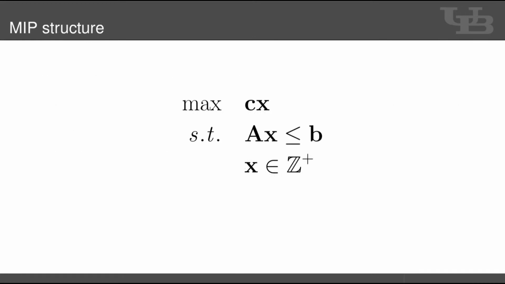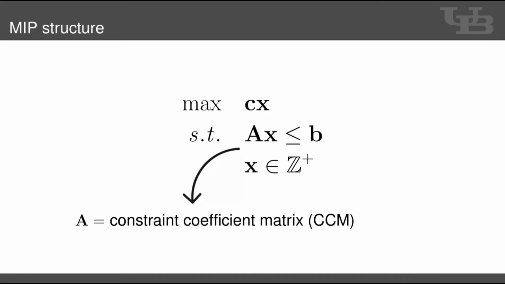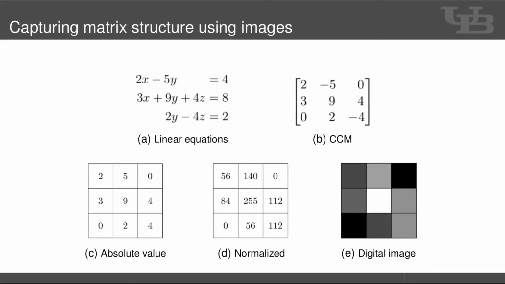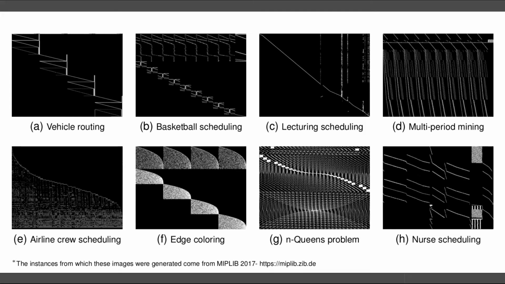Here you can see the general formulation for a mixed integer program. In our comparison approach, we focus on the structure of the A matrix. We call this a constraint coefficient matrix, or CCM. We represent CCM structure using grayscale digital images. Computers store grayscale images as matrices of pixel values ranging from 0 to 255, where zeros are black, 255s are white, and values in between are shades of gray. By taking the absolute value of a CCM and normalizing its entries, we can render CCMs as images. When you repeat this process for MIPs from different application areas, many unique and interesting structures appear.